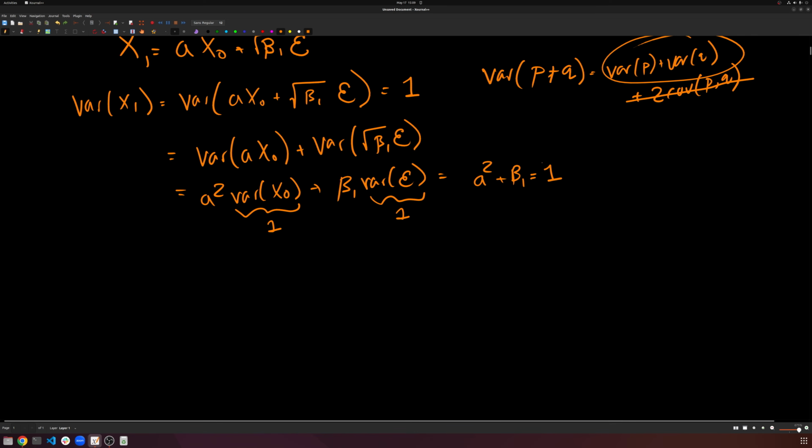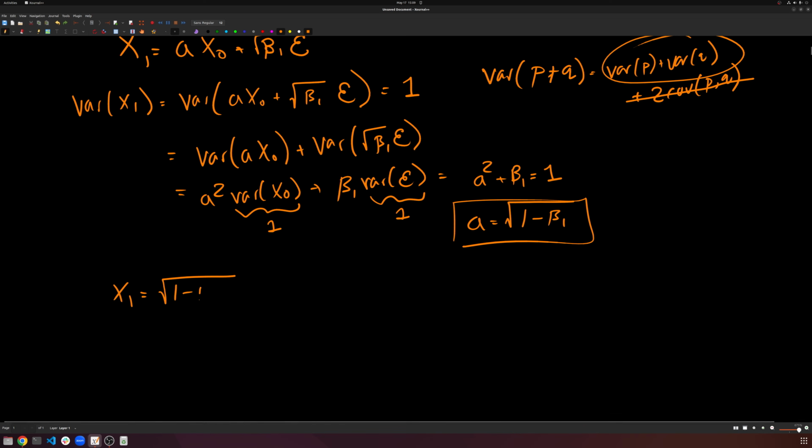The final variance we want is 1. So that means a is equal to the square root of 1 minus beta 1. And this is our other constant, right? There we go. And so that means our x1 term is going to equal the square root of 1 minus beta 1 times x0 plus square root of beta 1 epsilon. And that's our effective formula.